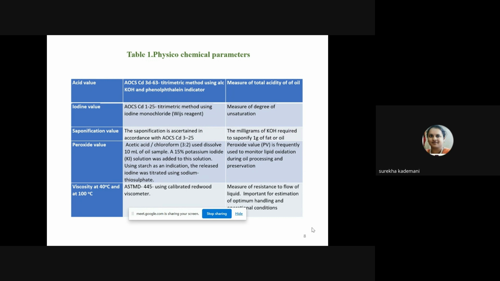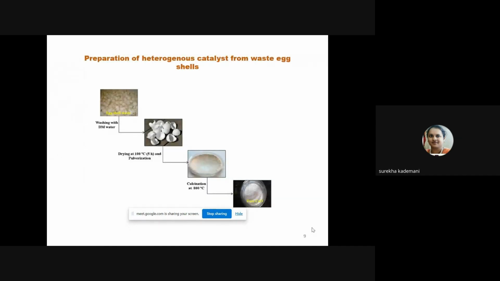Peroxide value is determined by dissolving the oil sample in acetic acid and chloroform in a 3:2 ratio with potassium iodide, and it is titrated against sodium thiosulfate using starch as an indicator. The peroxide value monitors lipid oxidation during oil processing and preservation. The viscosity of the oil is measured at 40 degrees Celsius and 100 degrees Celsius according to the ASTM D445 method using a Redwood viscometer.